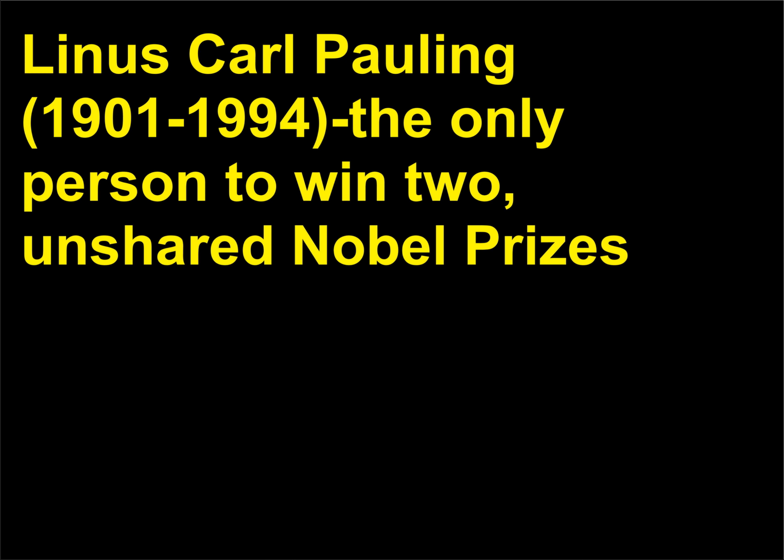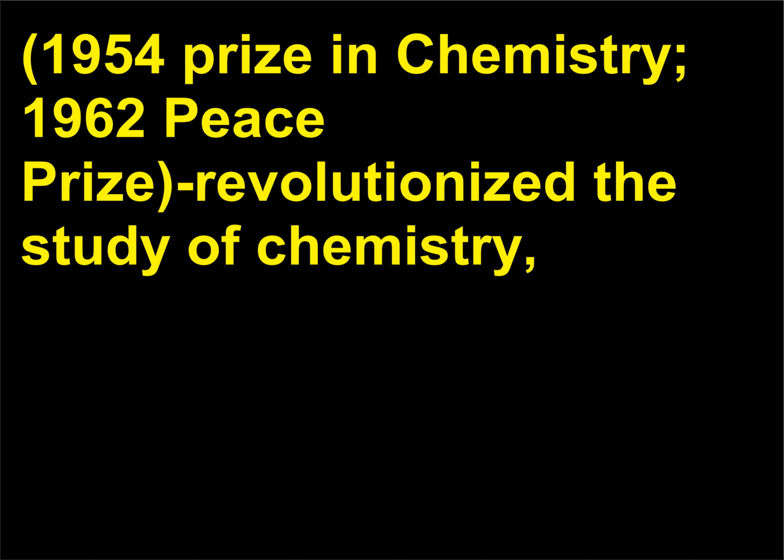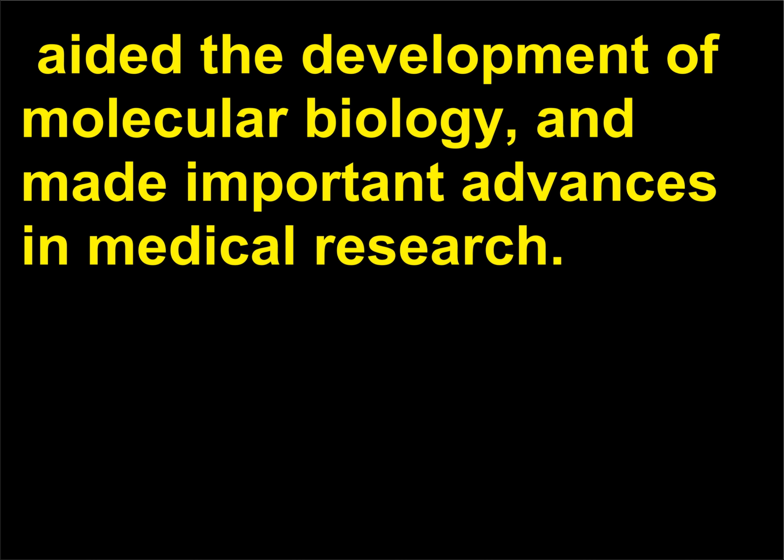Who was Linus Pauling? Linus Carl Pauling, 1901 to 1994, the only person to win two unshared Nobel Prizes. 1954 Prize in Chemistry, 1962 Peace Prize, revolutionized the study of chemistry. Aided the development of molecular biology, and made important advances in medical research.